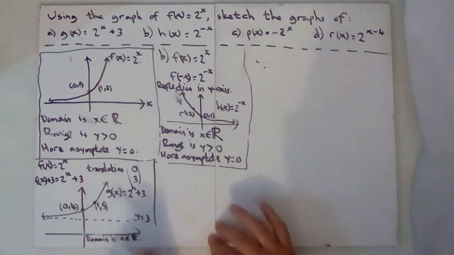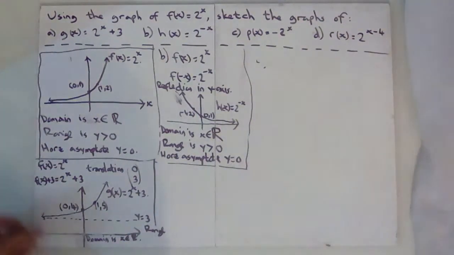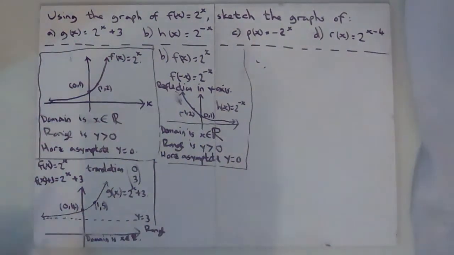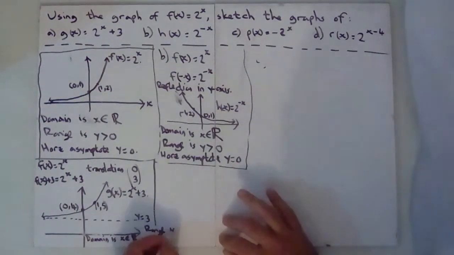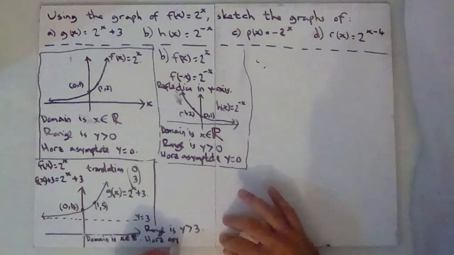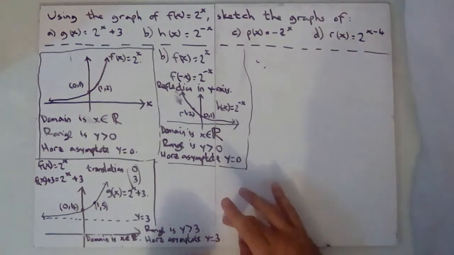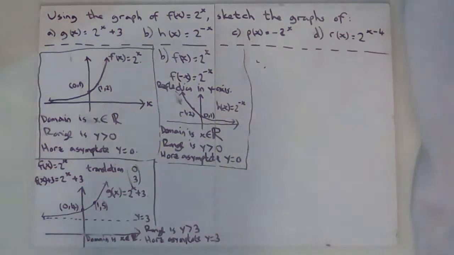Range, well, now with the asymptote shifted up, y has to be greater than 3. The minimum value, well, there is no minimum value of y specifically, but it doesn't go as low as 3. So range is y must be greater than 3, and the horizontal asymptote is y equals 3. Note that down because I think I might need to get rid of that.